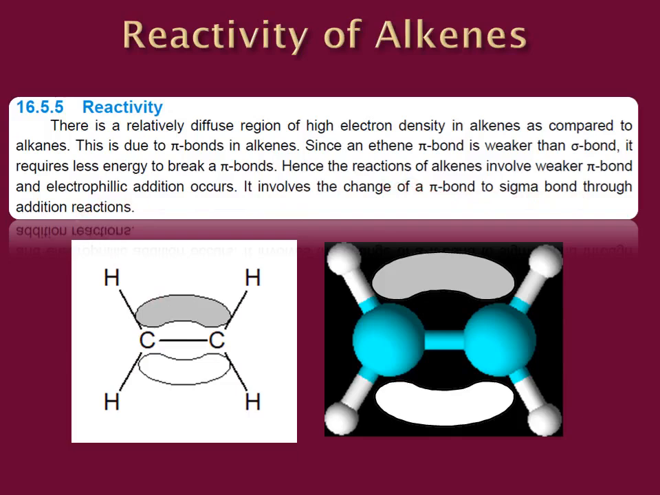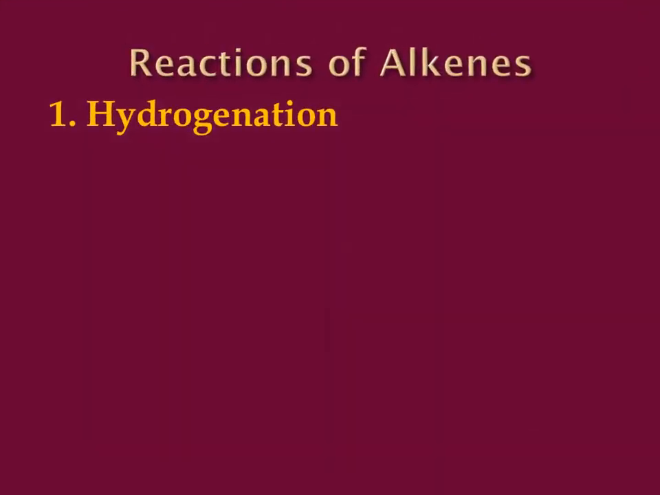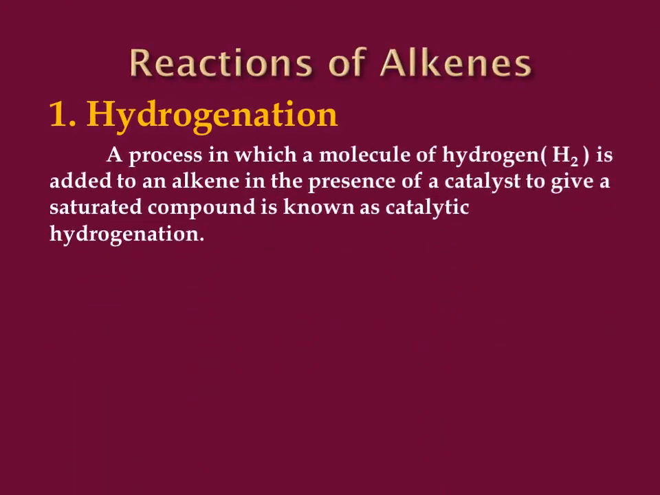Students, now that we know the reactive site of alkenes, let us study their chemical reactions. The first one is hydrogenation. Hydrogenation is a process in which a molecule of hydrogen is added to an alkene, meaning where the pi bond is present, in the presence of a catalyst to give a saturated compound. This process is known as catalytic hydrogenation. It is a highly exothermic process.